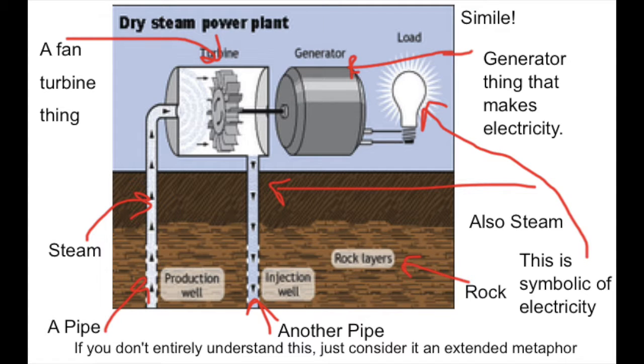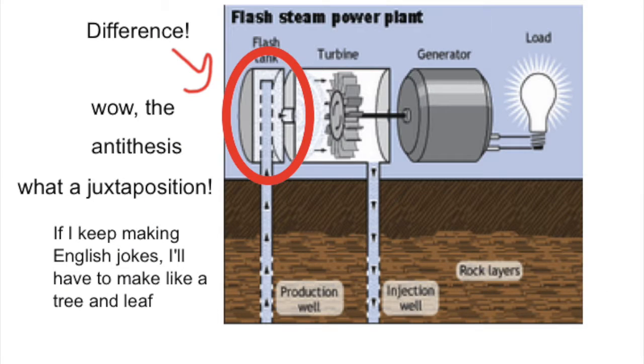Anyway, the first type of GEGP is a dry steam plant. Dry steam plants use steam piped directly from a geothermal reservoir to turn generator turbines. The most common type of GEGP is the flash steam plant. Flash steam plants take high-pressure hot water, which is piped up and then converted to steam, which is then used to drive the turbines. After that, the water is piped back into the ground.